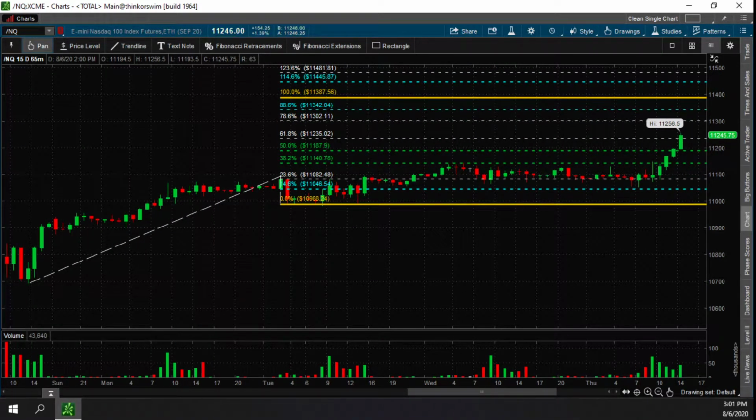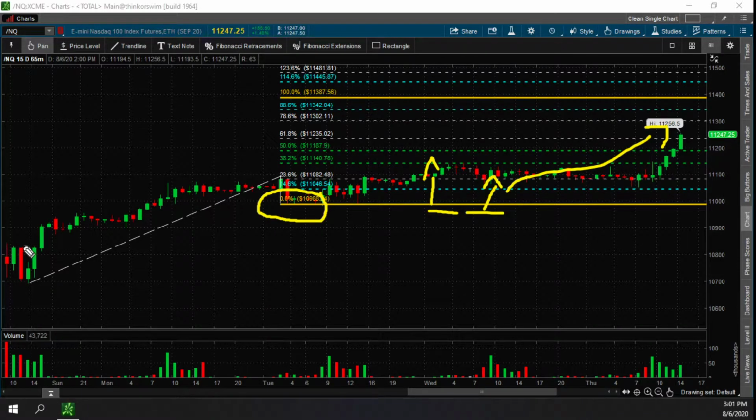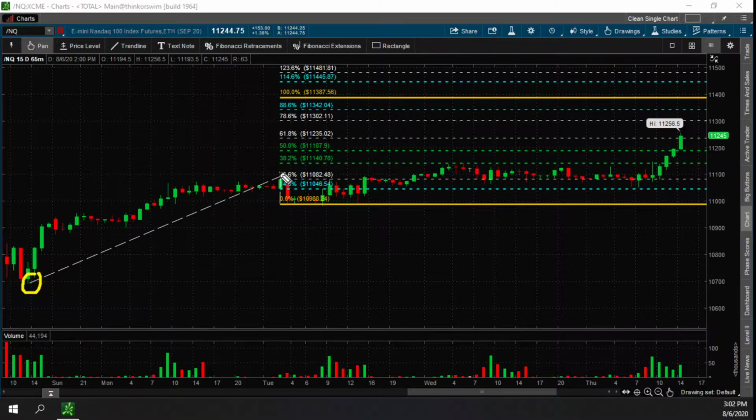So you essentially pick 3 points. You pick this point here to start, and this one, and then you pick a bottom, which would have been this bottom here.